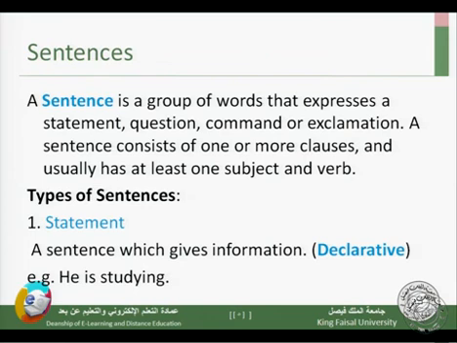So if you look at the example here, he is studying. So he is studying is a declarative sentence. It is a statement giving us information about someone doing something, someone studying. So we have this information now thanks to this sentence. So this sentence gave us a piece of information, and that's why we call it a statement or a declarative sentence.